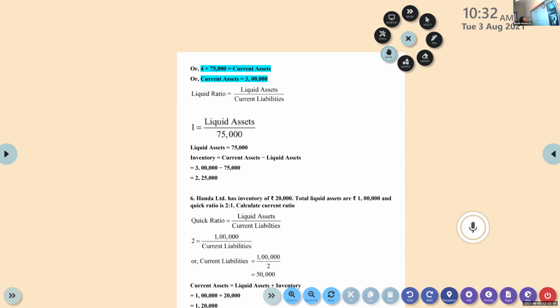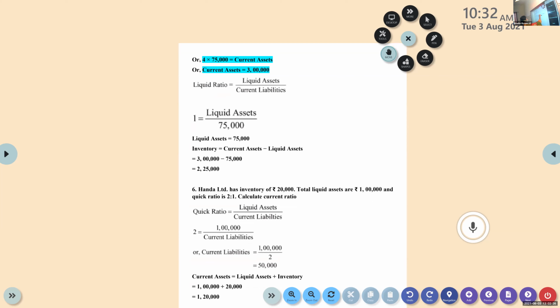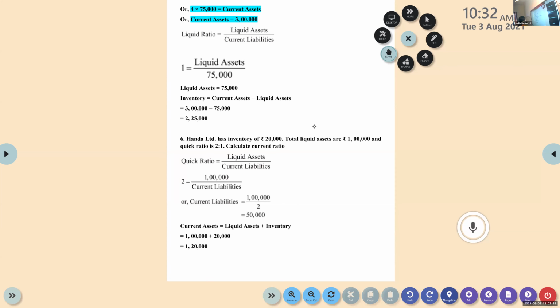The next question. Sixth question. Number 6. Honda Limited has inventory of 20,000. Inventory is given, 20,000. Total liquid assets are 1 lakh. Liquid assets are given and quick ratio is given. Now we are asked to find out what is current ratio.